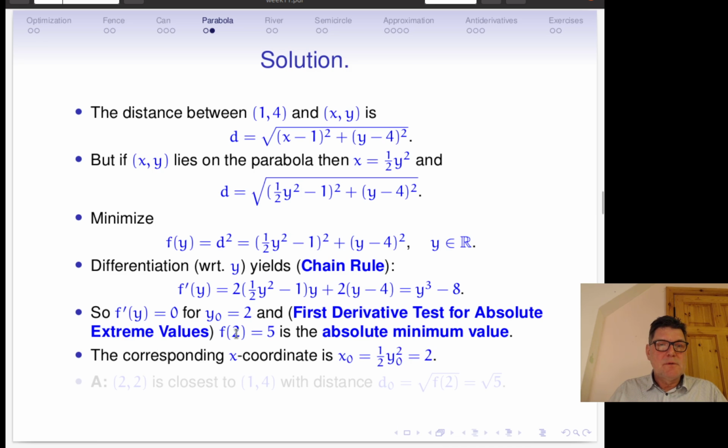So the y is 2 here. The corresponding x coordinate we find by using the equation that we used to eliminate x. x is half of y squared, so half of 2 squared is 2, and so we've solved the problem. The point (2, 2) is the point closest to (1, 4), with the corresponding distance being the square root of the f value at 2, the square root of 5.